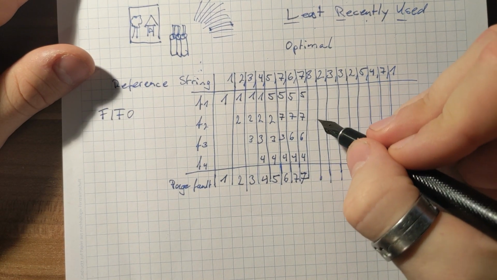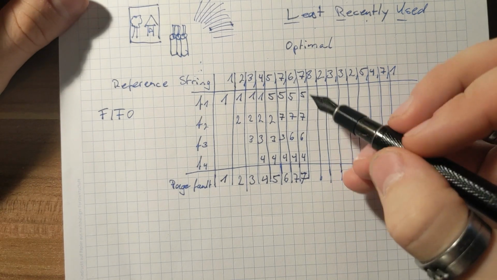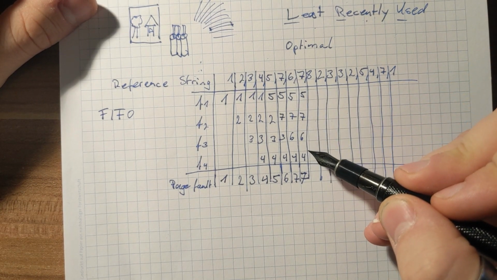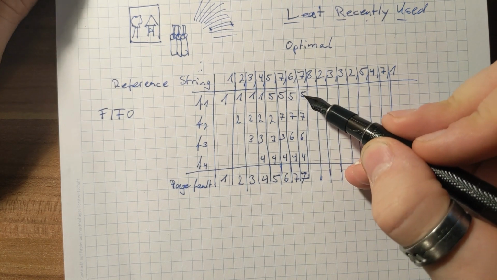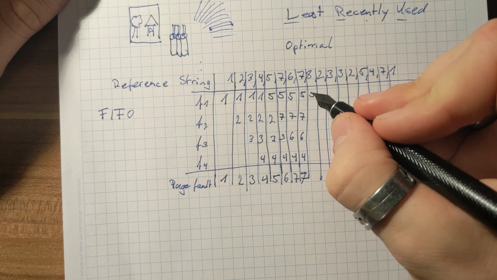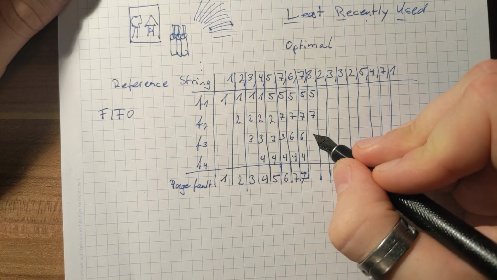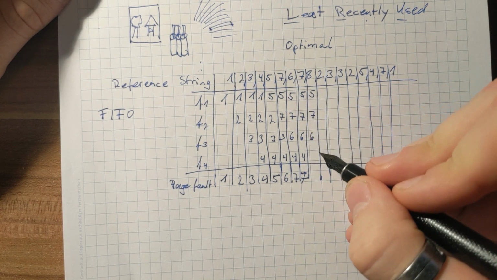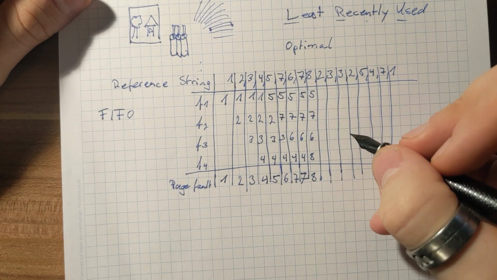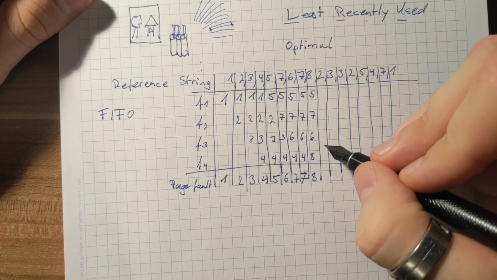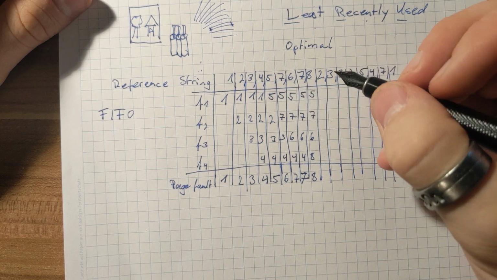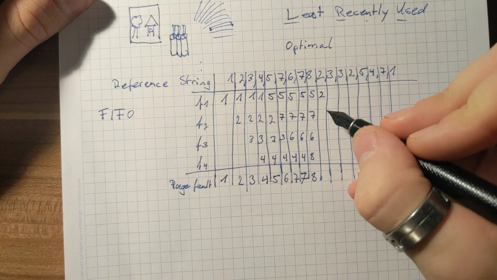Now 8 is not in there, and now we have to see which one of the pages is in here for the longest. Now that we already replaced these 3, 4 is in for the longest. So we replace that one. 5, 7, 6, and now 8. We had to load something to memory, so we count that page fault. 2 isn't in here as well, and now 5 is the one that has been in here the longest.